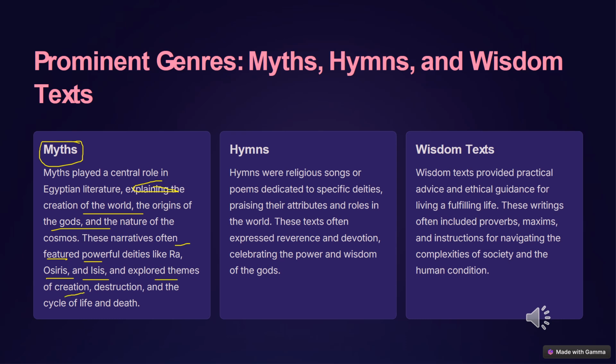Next, we have the hymns. These were religious songs or poems dedicated to specific deities or places of religious significance. Hymns praised the attributes and roles of the gods, expressing reverence and devotion. They celebrated the power and wisdom of the gods, reinforcing the religious and cultural values of the society.